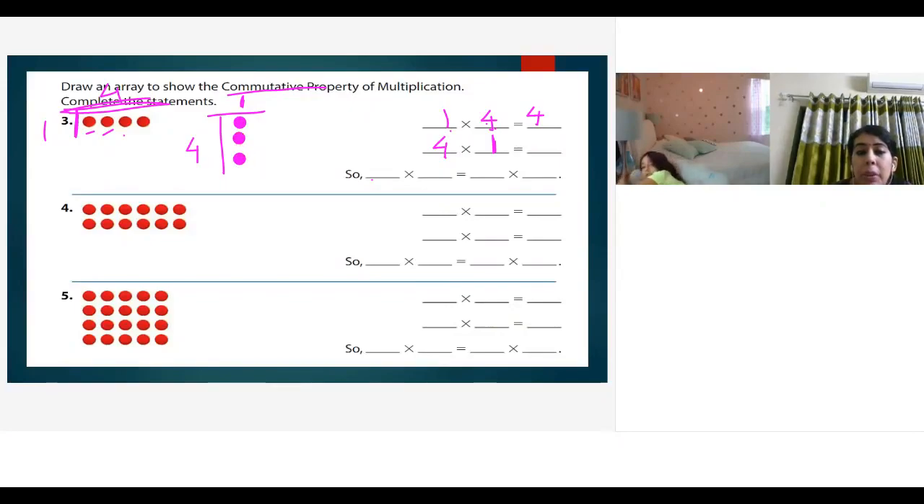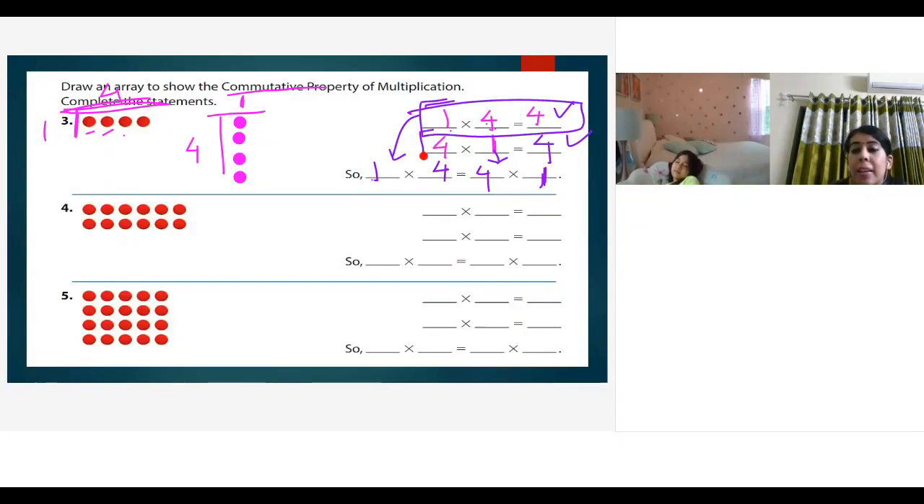1, 2, 3, 4. Got it? And my column is 1. Now you can count the counters. 4. How many counters? So my answer will be 4. So can you see that this is also equal to 4 and this is also equal to 4. So that means 1 times 4 equals 4 times 1. They both are equal. Got it?